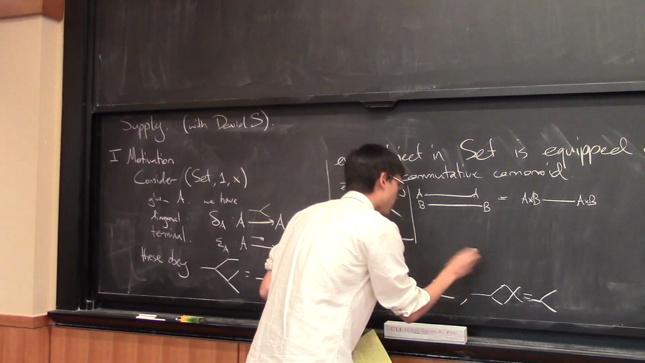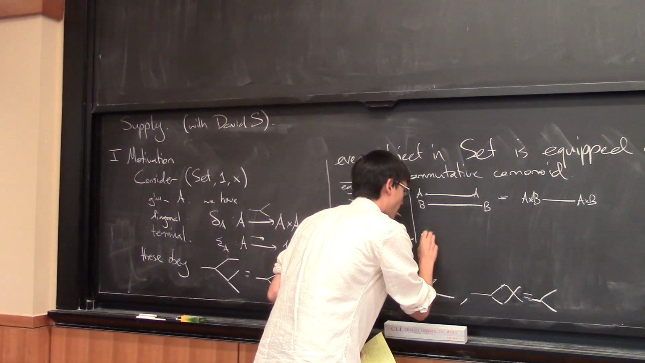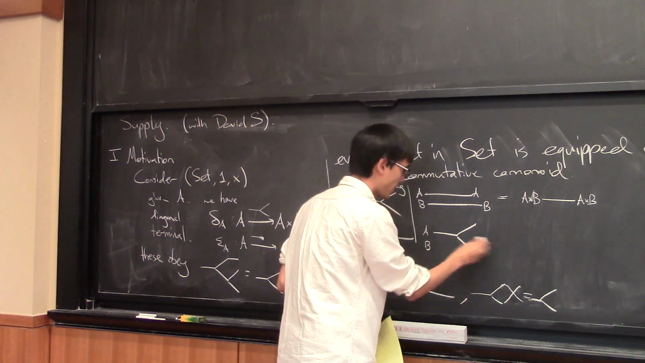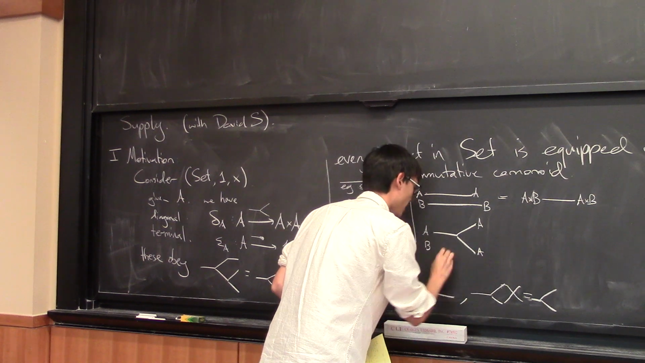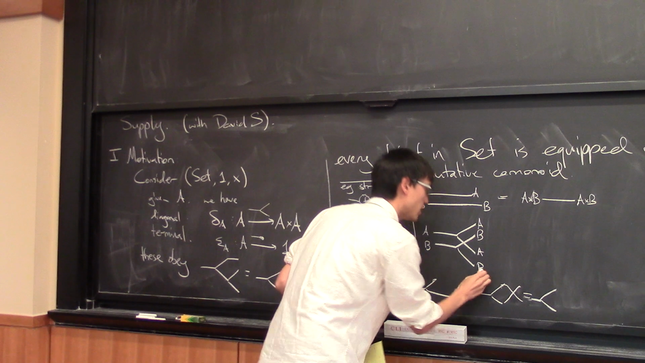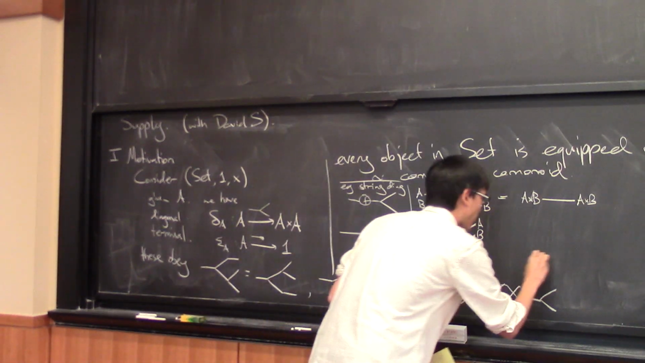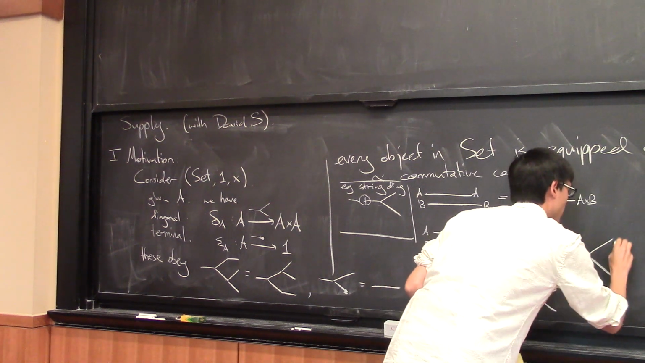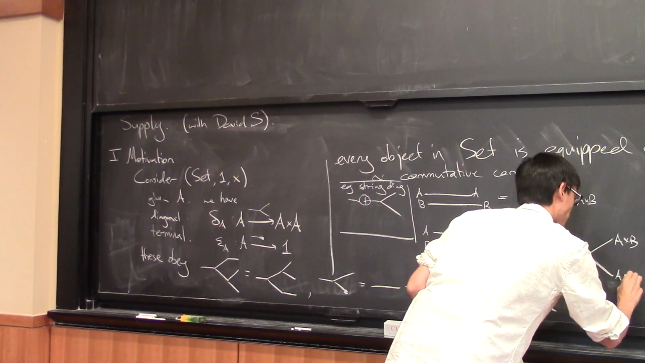But if we're to use these icons now, I might say I want a copy of A, and I have these things for every object A, I can split it and get 2 copies of A, and for every object B, I can split it and get those things twice. But similarly, if I have A in this object A times B, I have a diagonal of that as well.